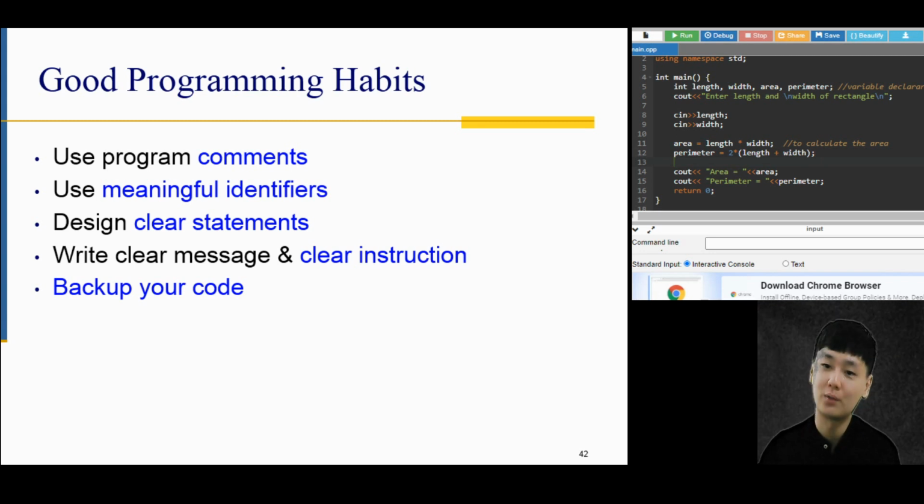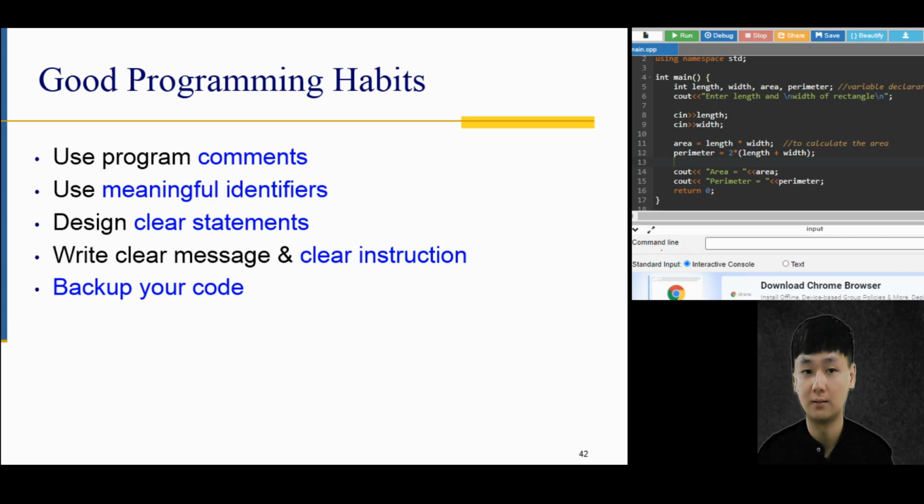Why? Because we are human, we cannot remember everything in our brains. So just put a comment right after some important statement, so that in future if you want to read back, it will trigger your memory. Second one, use meaningful identifiers. An identifier is a name assigned by the user for a program element, such as a variable, type, class, function, namespace, and so on. I will cover more about identifiers in the next chapter.